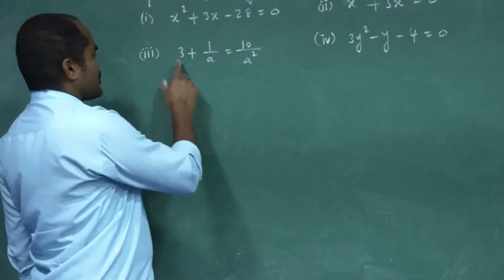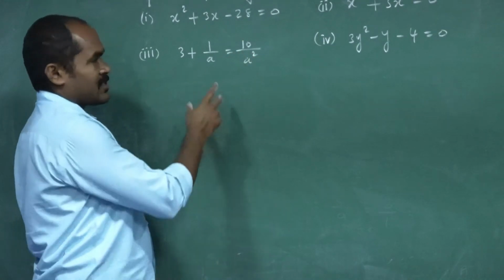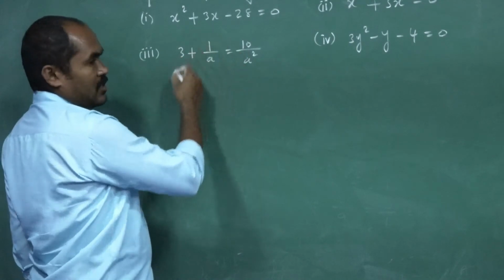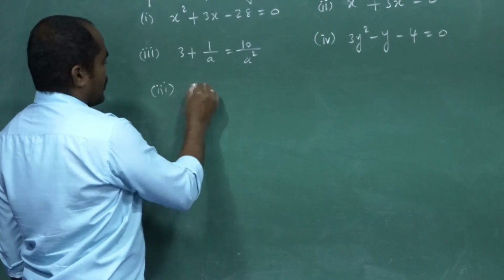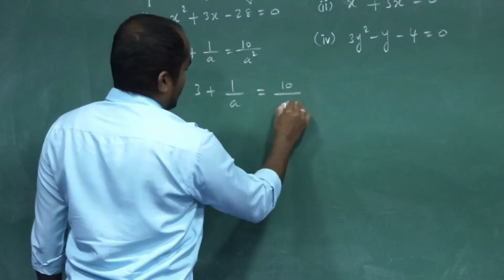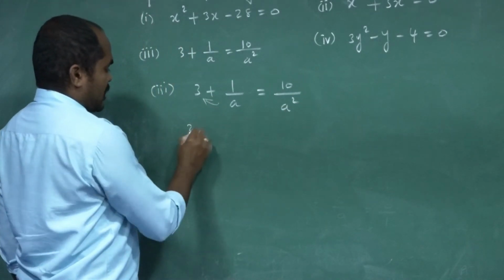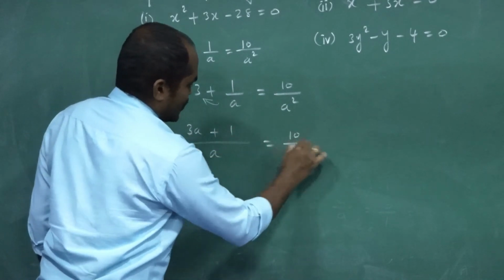The given equation is 3 + 1/a = 10/a². So this is not in quadratic form. We want to convert this equation to quadratic form. Given that 3 + 1/a = 10/a², cross multiply. So we get (3a + 1)/a = 10/a².